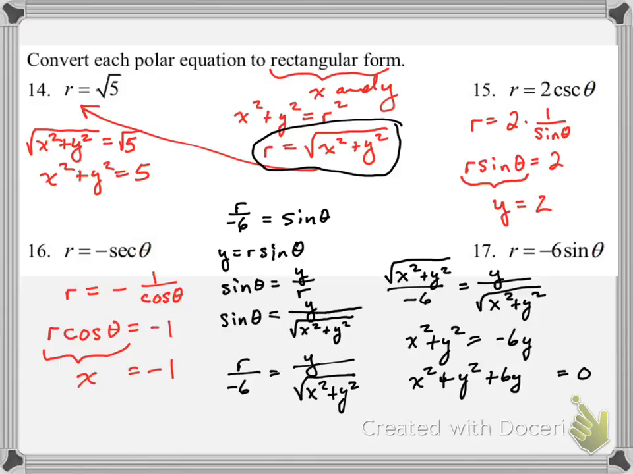And we can actually do a little magic here by completing the square. That would mean adding 9 to both sides of our equation. And that would make this x squared plus y plus 3 squared equals 9. That is the equation for a circle centered at 0, -3, with a radius of 3. So that's what this equation would generate.